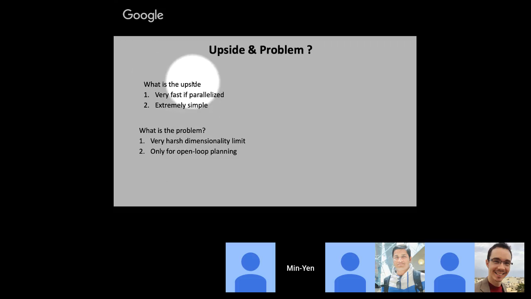Okay, you say what's the upside? It's very fast, parallelized, and extremely simple, and very harsh dimensionality limits, and it's only for open loop planning. Yeah, okay. So these are the things that we went through. It's really simple, and it looks like it's going to be quite fast.